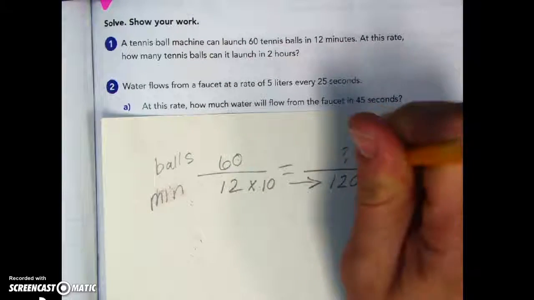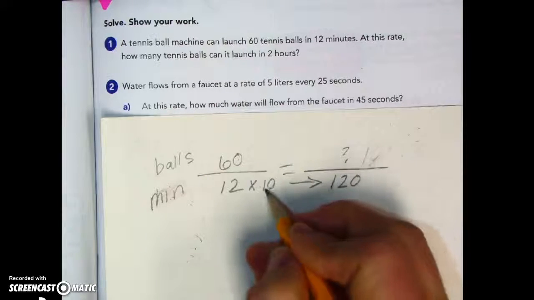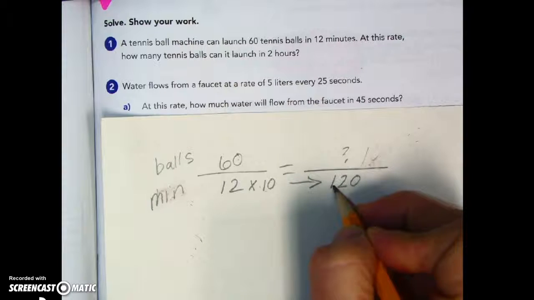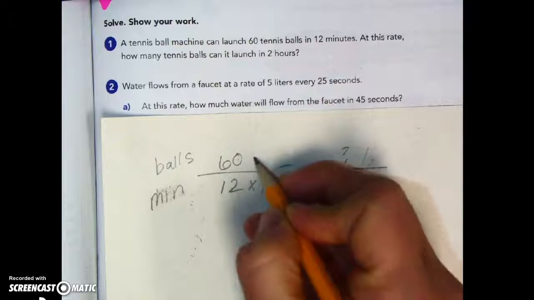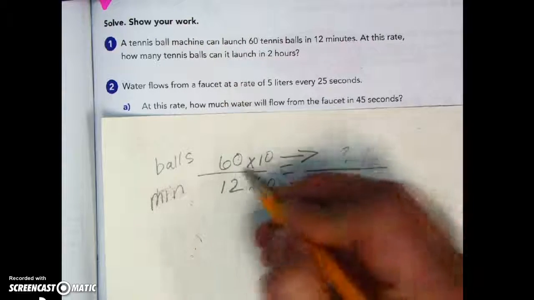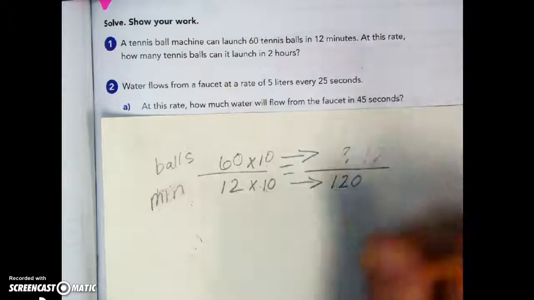Sorry, I messed you up by saying that was your answer. I meant it's your answer down here. So if I do 12 times 10, it equals 120. I'm really messing you guys up today. So I have to do that to the top, and that equals 60 times 10 is 600.